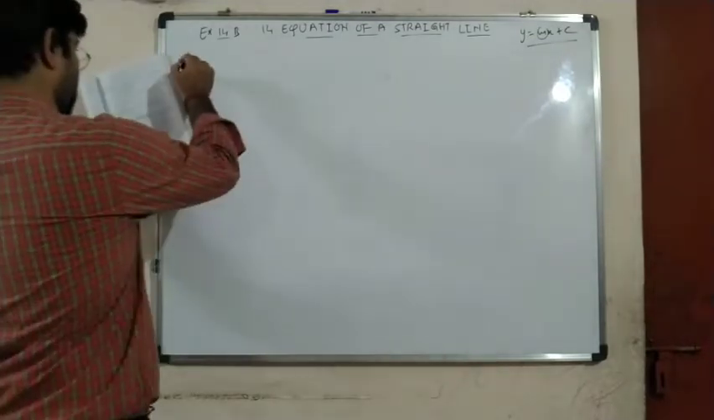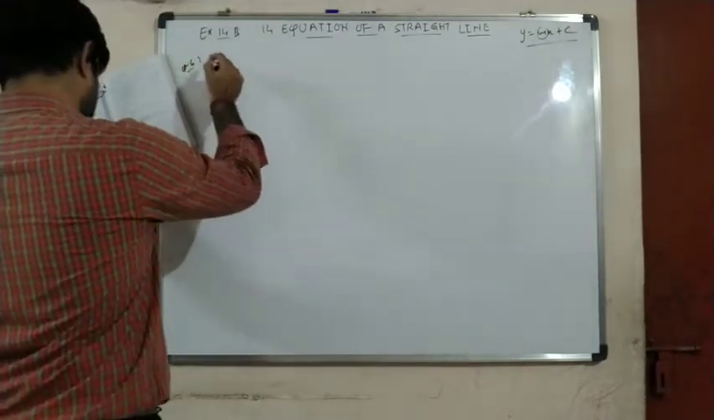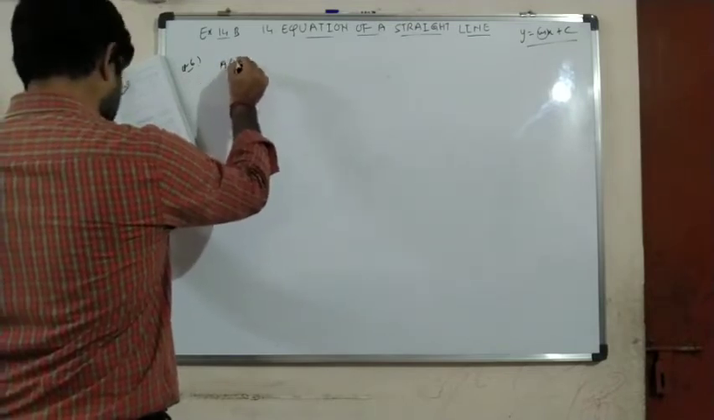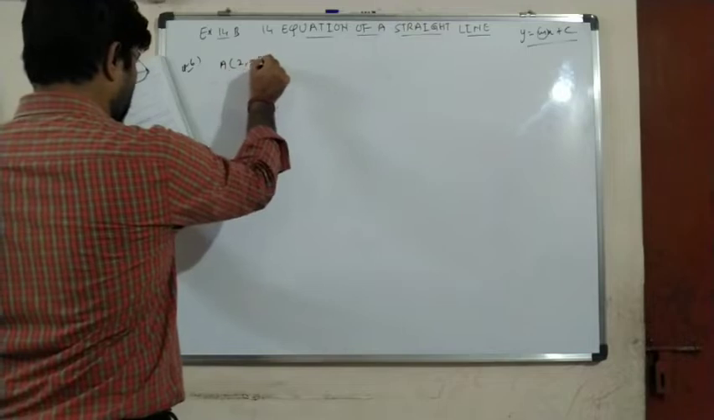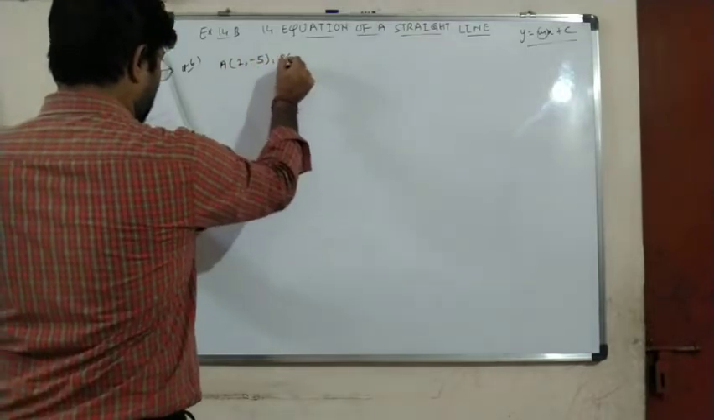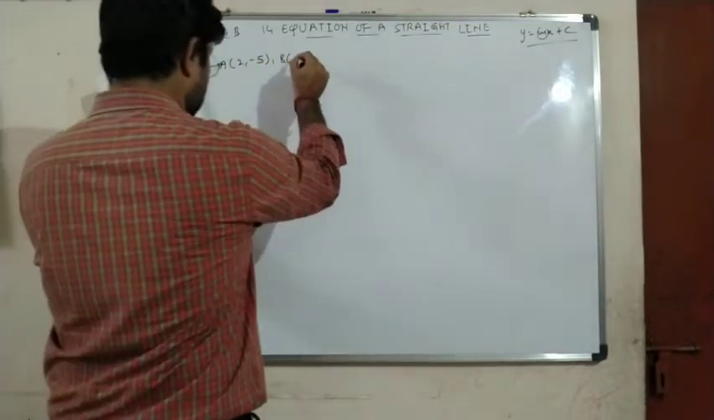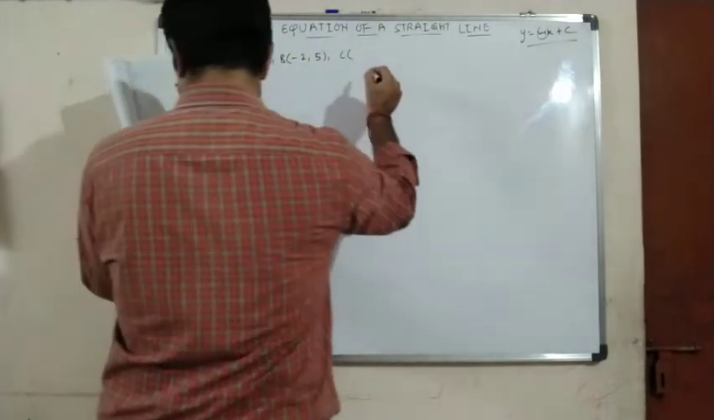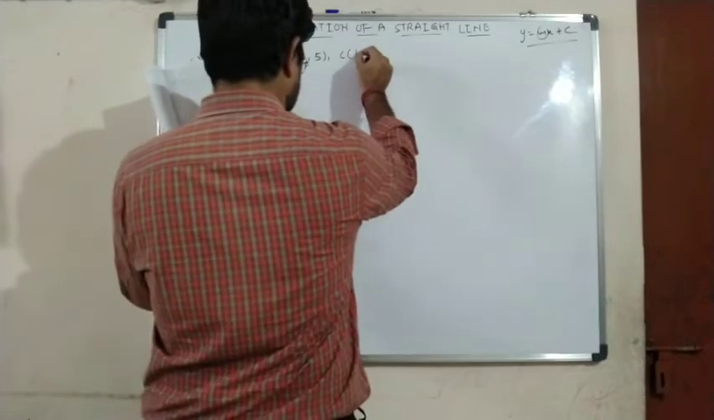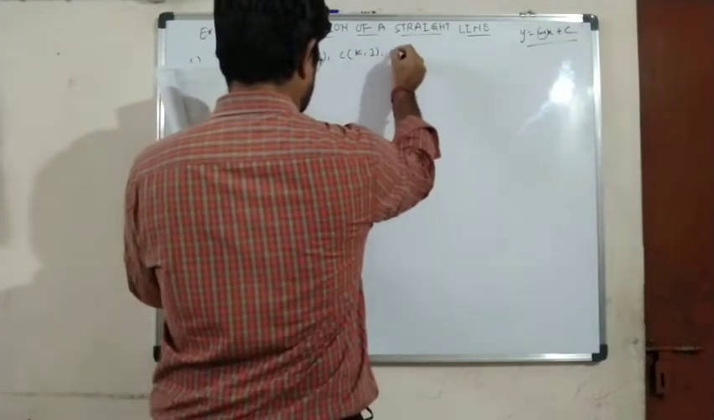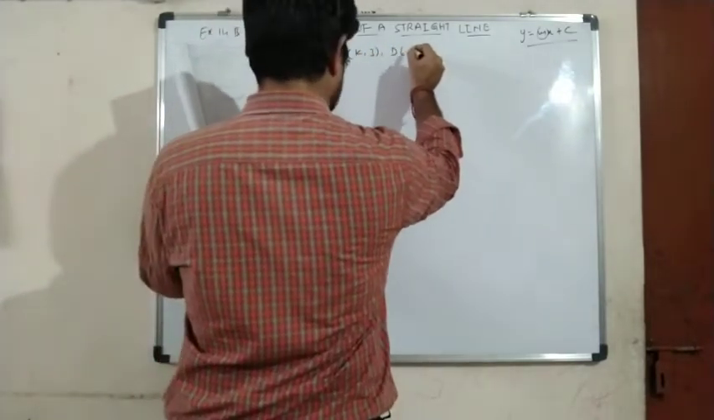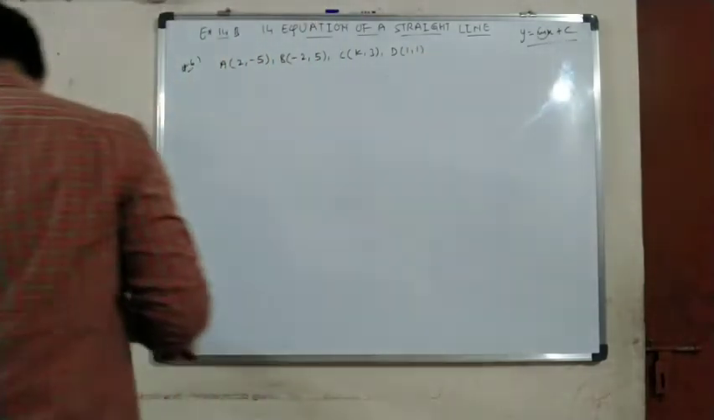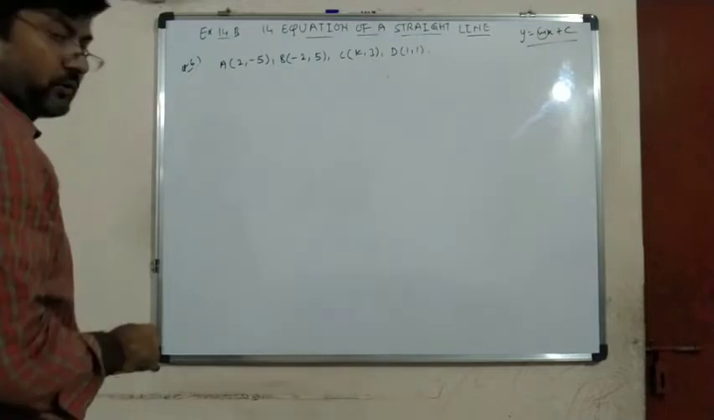Okay, question number 6. Now we are given the coordinates of 4 points A, B, C, D. A has coordinates (2, -5). B has coordinates (-2, 5). C has coordinates (k, 3), and D has coordinates (1, 1). Okay, it is given that AB is perpendicular to CD.